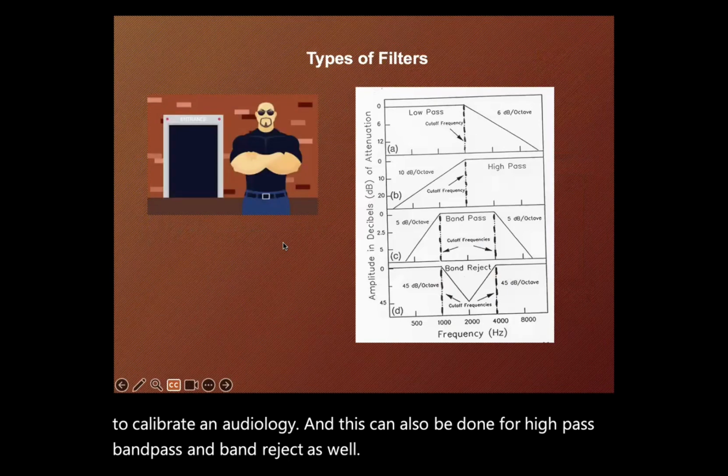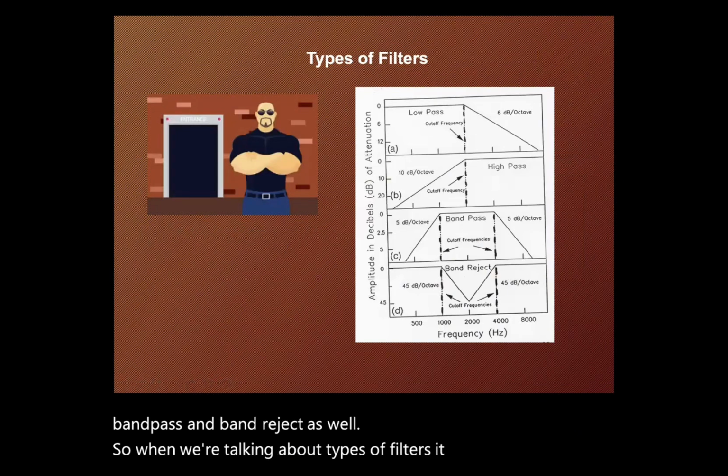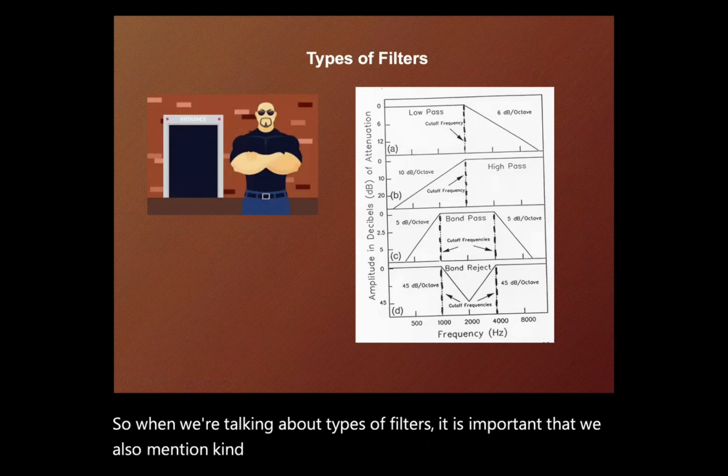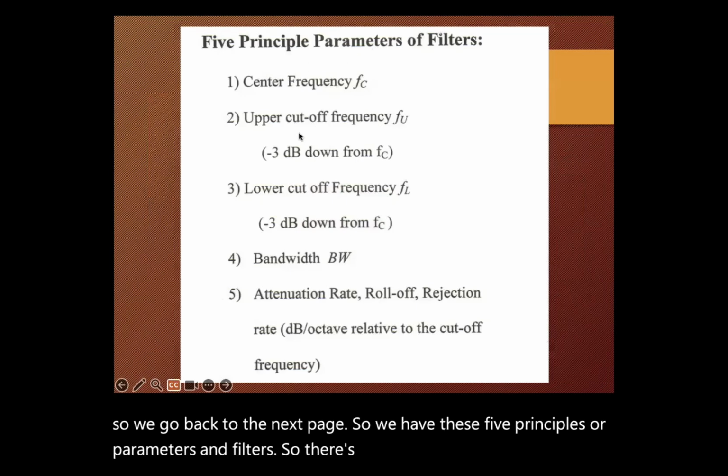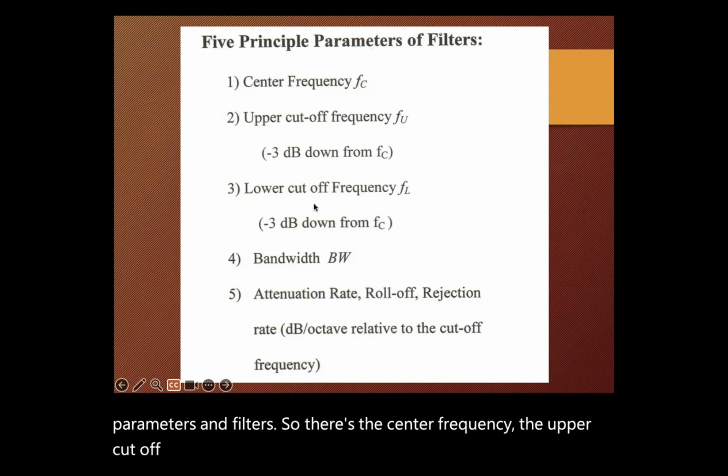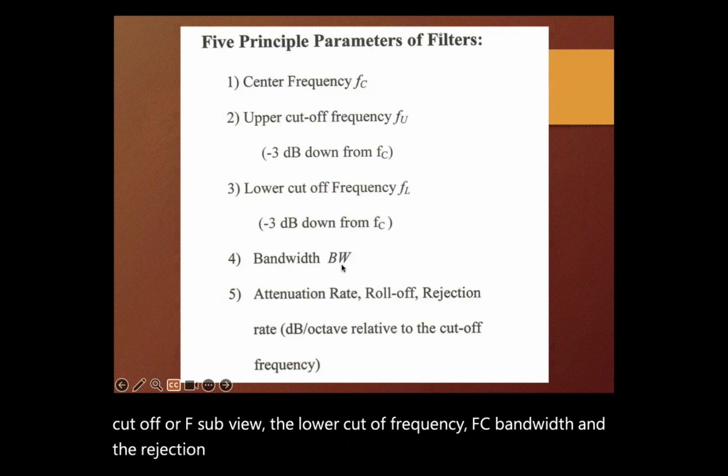When we're talking about types of filters, it is important that we also mention the cutoffs we have for each one. So we go to the next page. We have these five parameters of a filter: the center frequency, the upper cutoff or f sub u, the lower cutoff frequency, f sub l, bandwidth, and the rejection rate or attenuation rate.